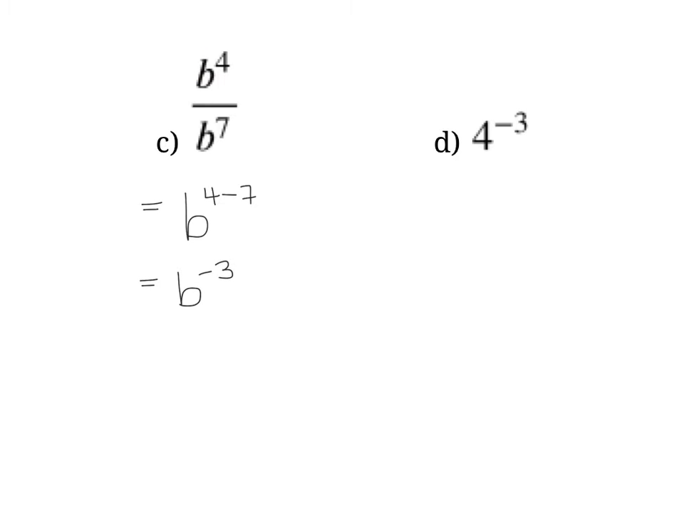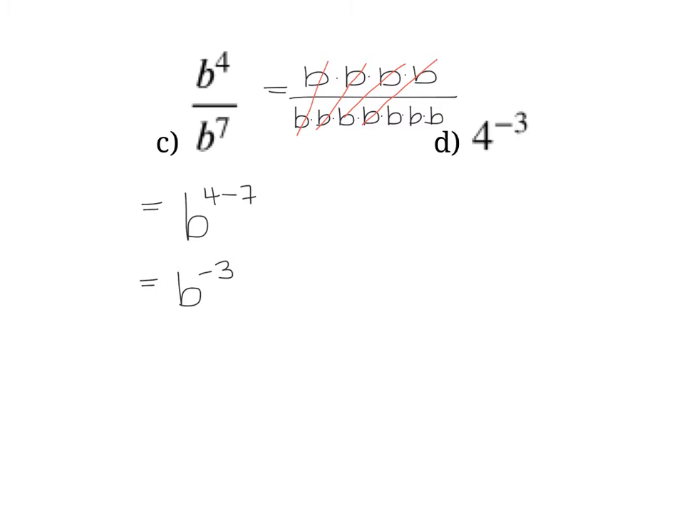If I were to rewrite this long ways, I could just write this out as 4 b's on the top. So b times b times b times b all over 7 b's at the bottom. So b times b times b times b times b times b times b. That should be 7. So we've got 1, 2, 3, 4 on the top and 1, 2, 3, 4, 5, 6, 7 at the bottom. So let's cancel out the b's that we can get rid of. So these two b's will cancel out to make 1. These two b's will cancel out, these two b's and these two b's.